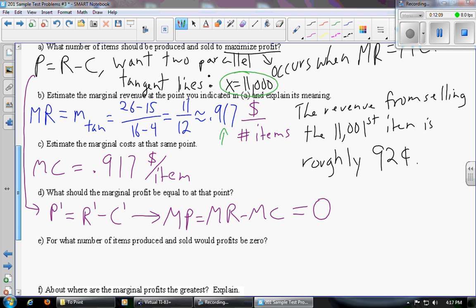Does it make sense? Absolutely. You are gaining no profit by selling that 11,001st item. Revenue is 92 cents, but the costs are also 92 cents. So the marginal profit, the change in profit for selling that 11,001st item, is 0.